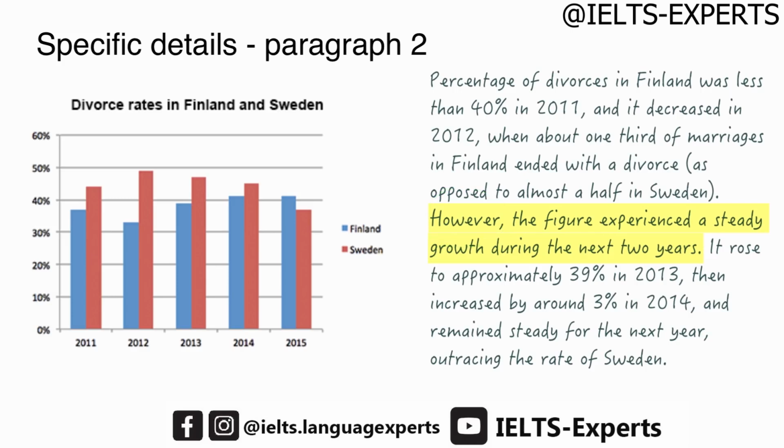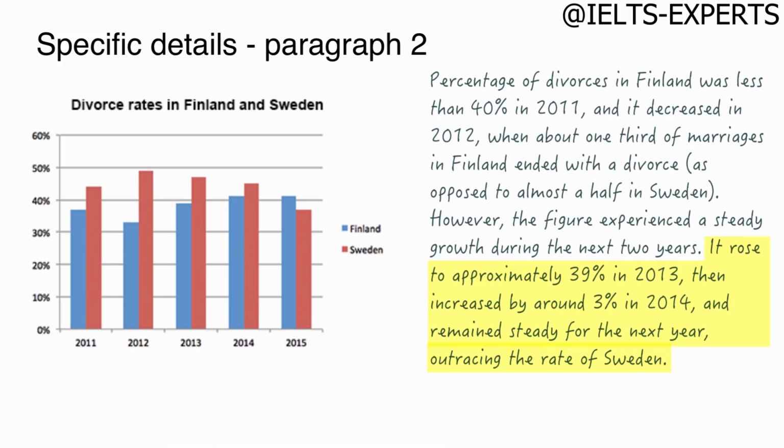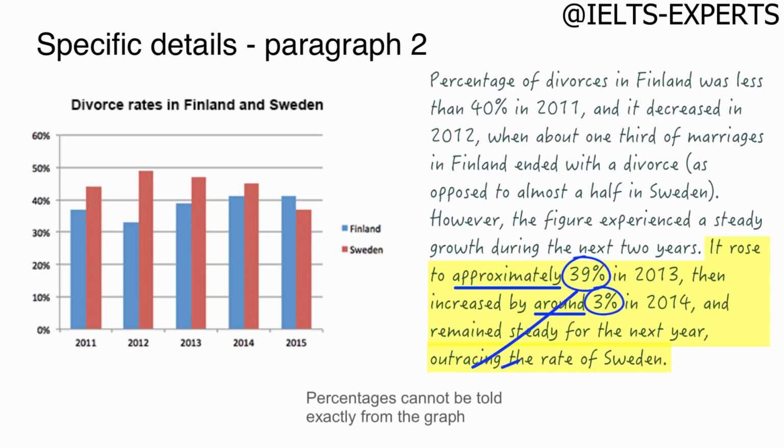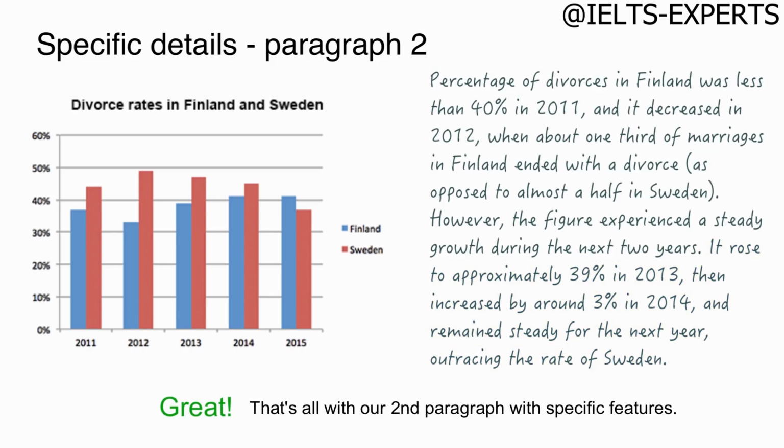However, the figure experienced a steady growth during the next 2 years. In my last sentence, I describe the changes that happened to Finland's rate from 2013 to 2015 in detail. You can see that I use words approximately and around to show that I describe percentages, which cannot be told exactly from the graph. Great! That's all with our second paragraph with specific features.